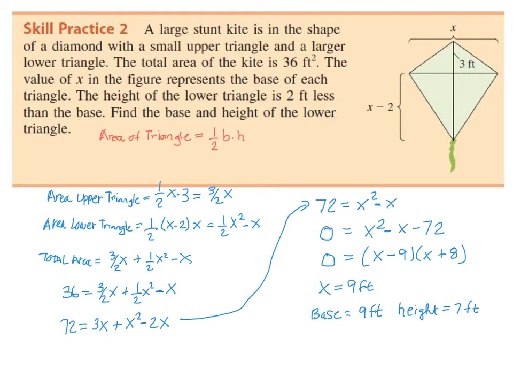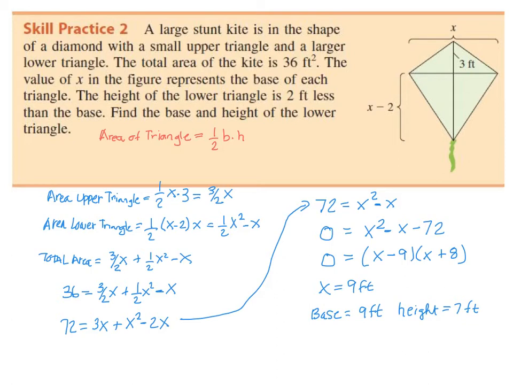So now we are looking at triangles from an area standpoint. Skill practice 2: a large stunt kite is in the shape of a diamond with a small upper triangle and a larger lower triangle. The total area of the kite is 36 feet squared. The value of x in the figure represents the base of each triangle. The height of the lower triangle is 2 feet less than the base. Find the base and the height of the lower triangle.